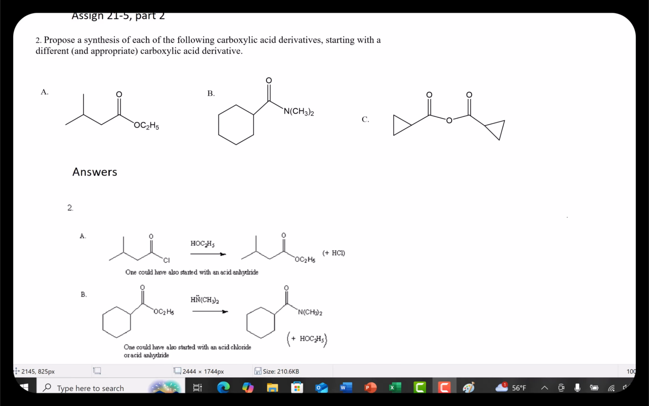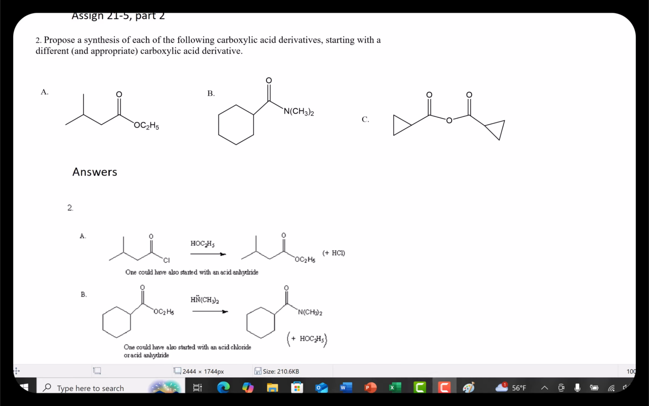Now, here's the key if you're going to convert one derivative to another. You want to start with a carboxylic acid derivative that is more reactive than the product. Now, we're going to talk about order of reactivity formally near the end of the video, but basically acid chloride is the most reactive, then comes acid anhydride, then ester, then amide. So let's just see. On question A, we want to make an ester. You'd want to start with either an acid chloride or an anhydride, something that's more reactive.